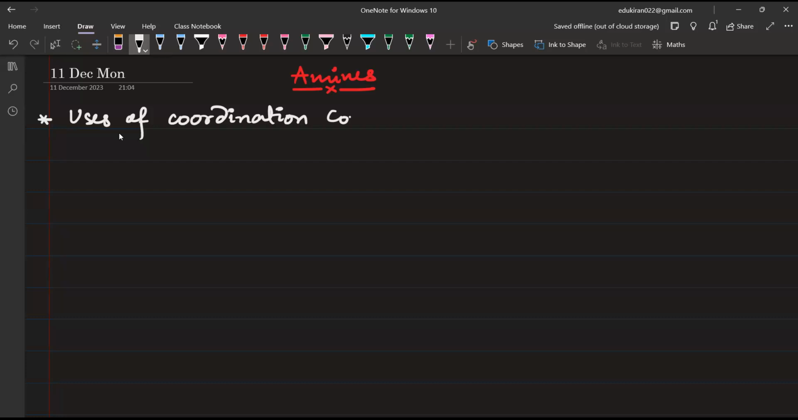Uses of coordination compounds. This will be the last topic in the NCERT. Okay, uses of coordination compounds or importance of coordination compounds.